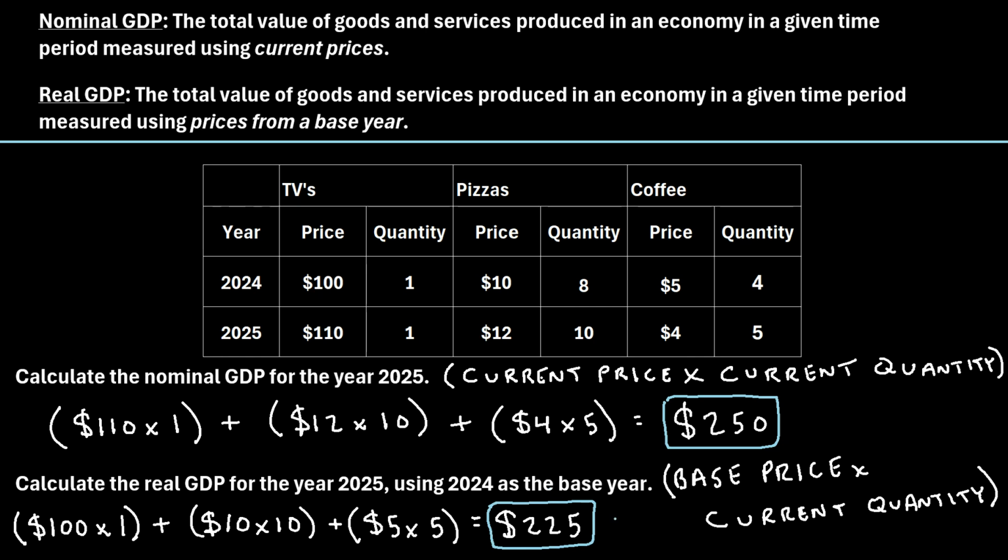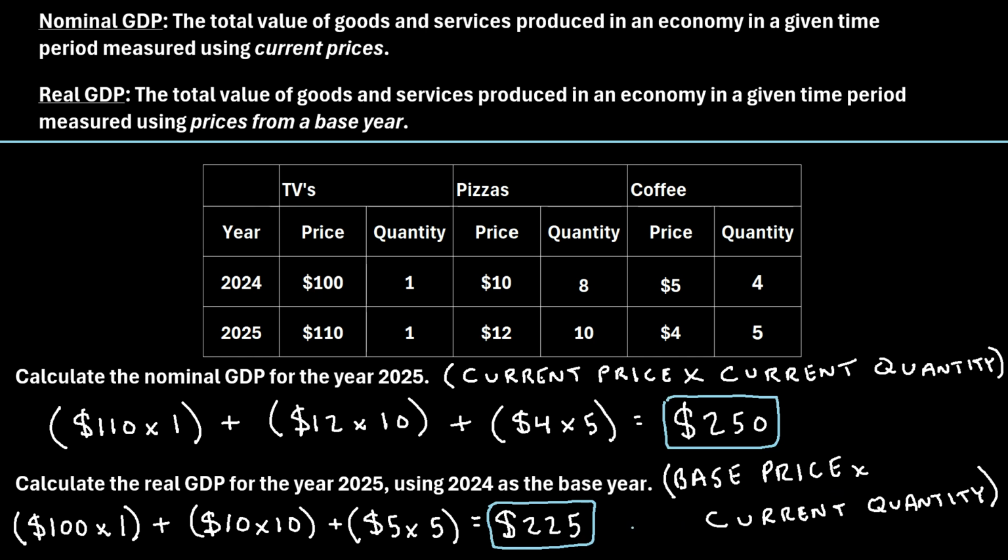Now, one thing that you'll notice when you're calculating nominal GDP and real GDP for a given year is that the nominal GDP is almost always going to be greater, because remember, the nominal GDP is using current prices. And over time, the price for most goods tends to increase. So when you're calculating nominal GDP, when you're using these current prices, these prices are usually higher than the base price that you would be using from a previous year. So that's why nominal GDP is usually higher than real GDP.